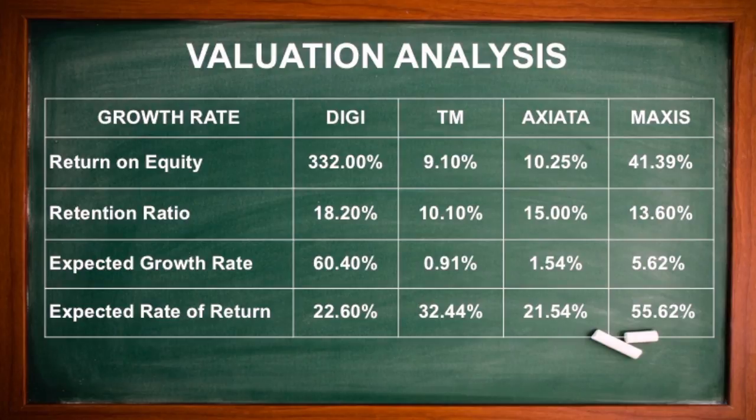Axiata's expected growth rate is also quite low at 1.54%, and the expected rate of return is the lowest at 21.54%. Maxis, on the other hand, has an expected growth rate of 5.62% and has the highest expected rate of return at 55.62%.